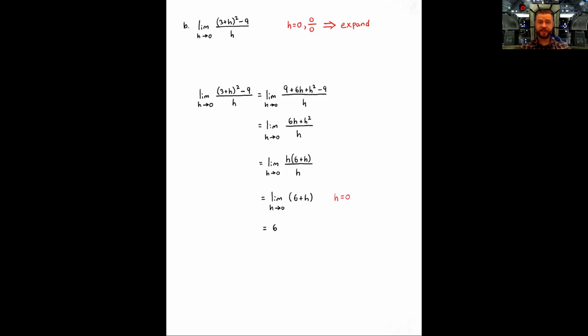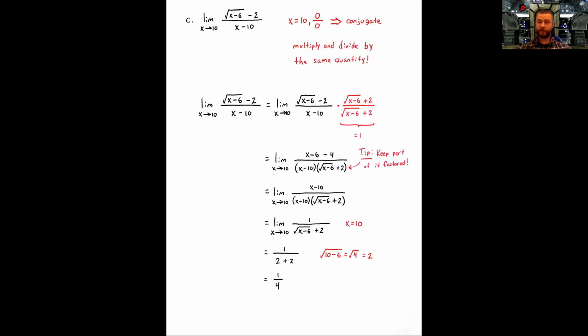All right, let's go through part C. Part C is a little trickier just simply because you probably didn't last use the conjugate by multiplying and dividing by it in your algebra course, which might have been a long time ago. If you plug in x equals 10, you do get 0 over 0, an indeterminate form. Since we have a function involving square roots, our algebraic trick is almost always going to be multiplying and dividing by the conjugate.